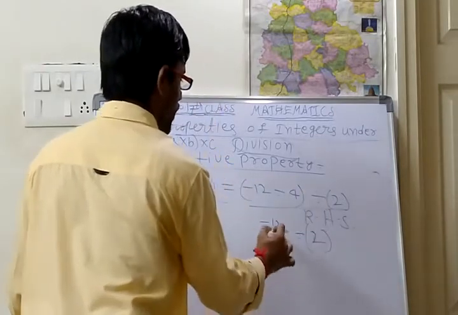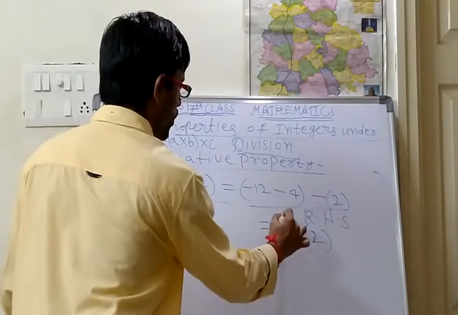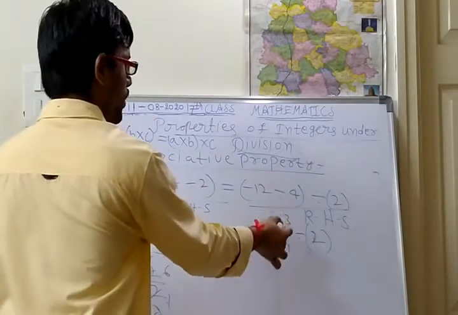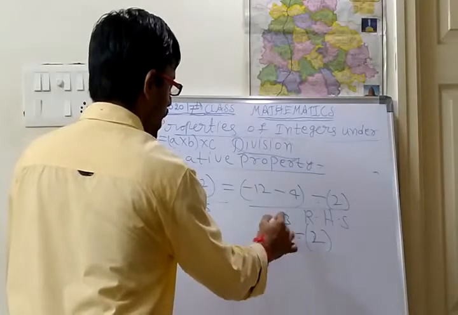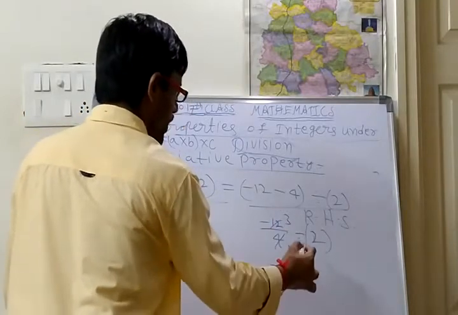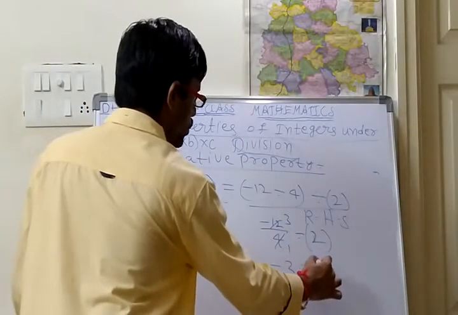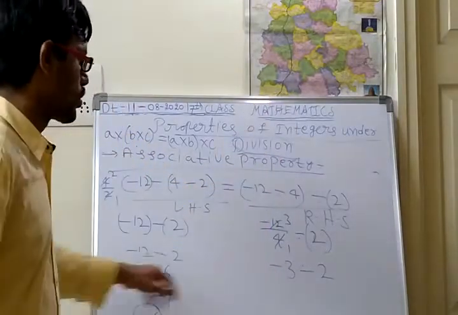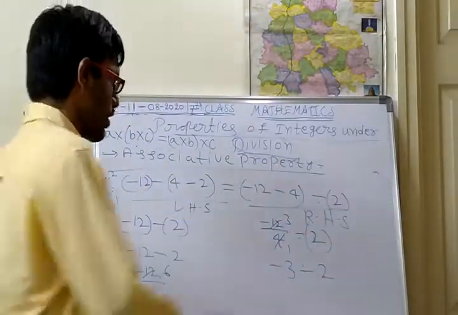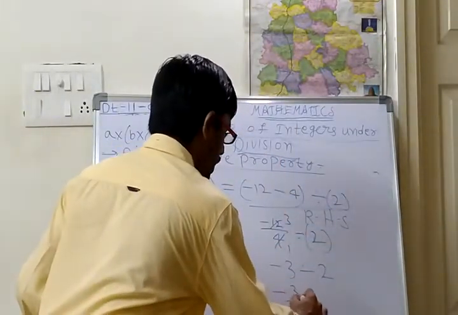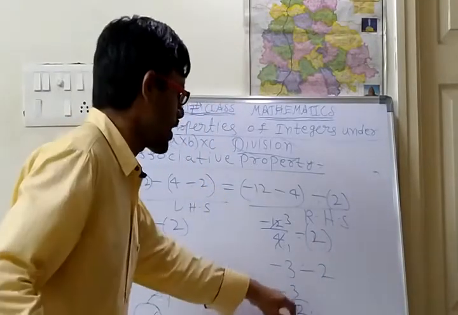The 2 we have to write next. Four ones are 4, four threes are 12, so in the 4 table, 12 will be going. So minus 3. So minus 3 divided by 2 divided by 2. So what is minus 3 divided by 2? It is minus 3 by 2.